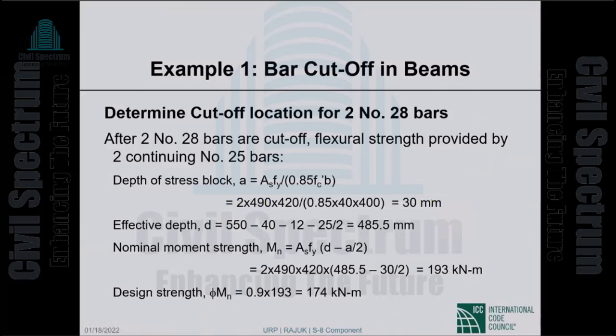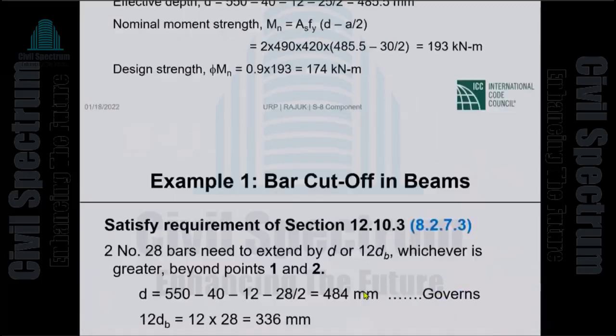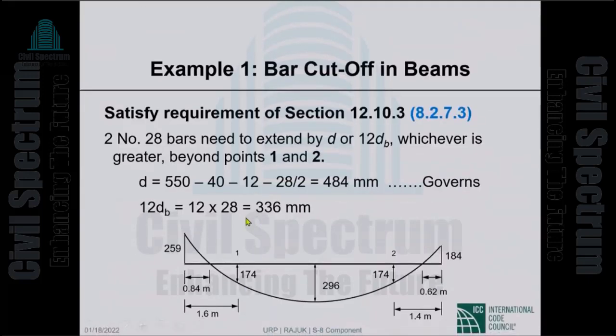Effective depth is 485.5 calculated value. Nominal moment strength comes out to 193 kilonewton meters. So design moment strength is 174 kilonewton meters. So 174 is here, so this is the bending moment diagram. 259 at the left end, 184 at the right end, 296 in the middle.